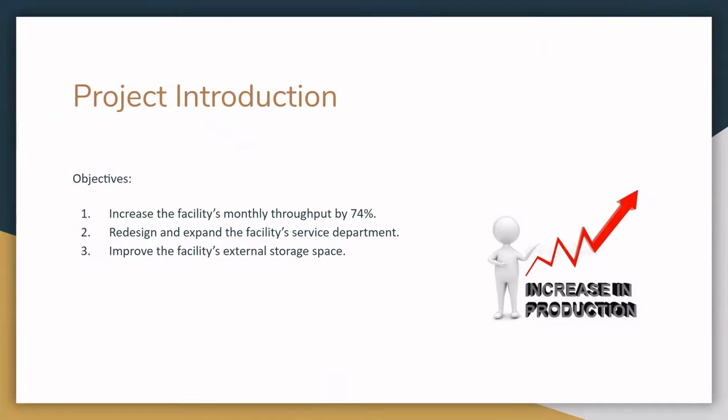With the company, we determined three overarching objectives. The first was to increase the facility's monthly throughput by 74%. The second was to redesign and expand the facility's service department. And lastly, we wish to improve the facility's external storage space.